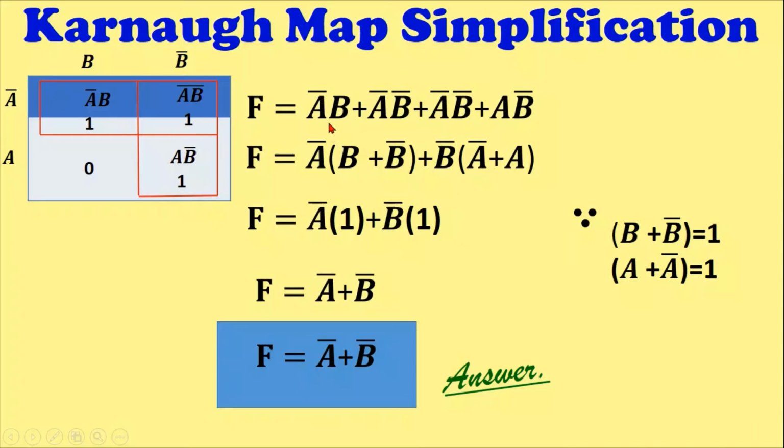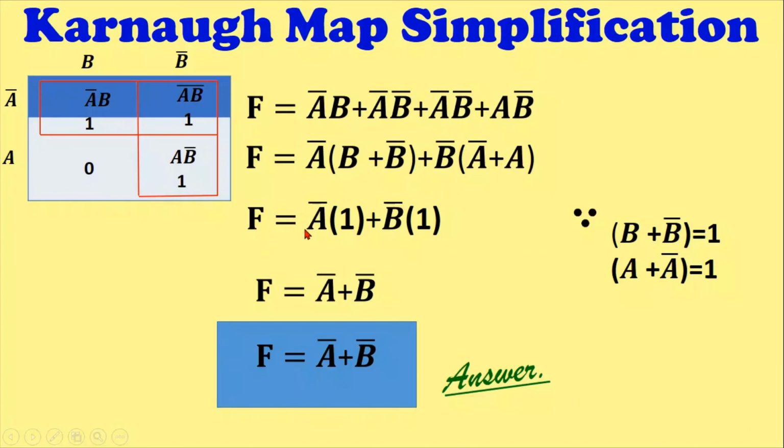For example, in these two terms, same as algebra, you have to take common. A bar is common in these two terms. So write down A bar, and after that in the bracket you have B plus B bar, and same plus, you have to take common between these two terms. B bar is common, so you have to take B bar common, and after that in the bracket you have A bar plus A, and again move toward the next step.